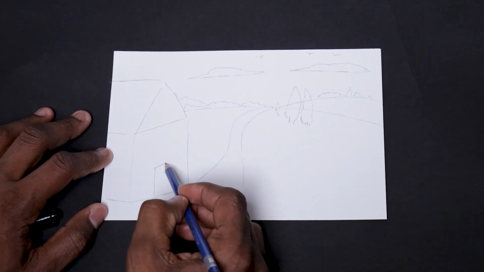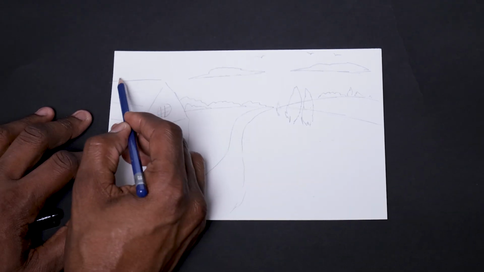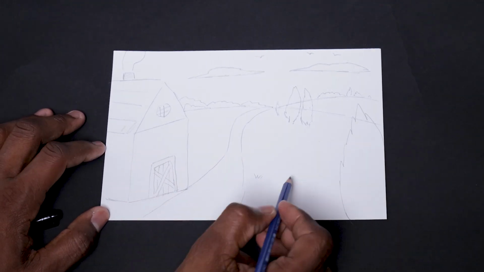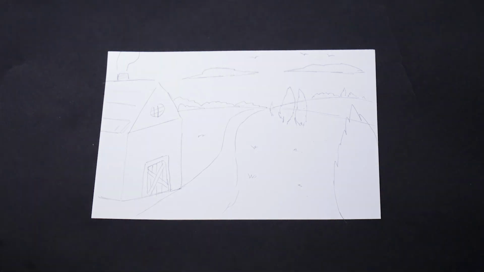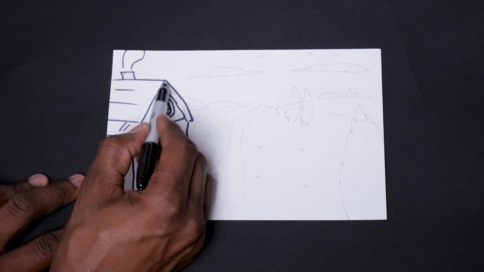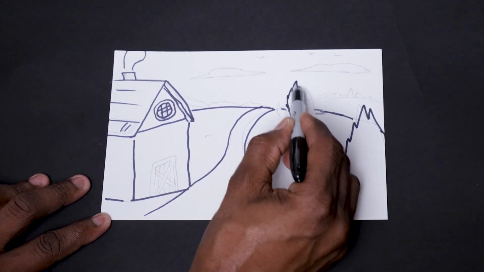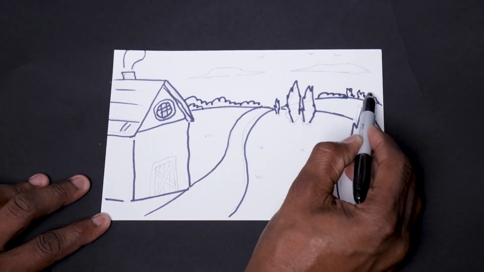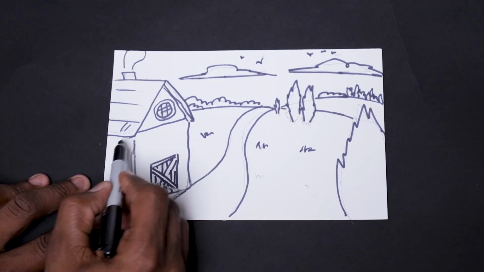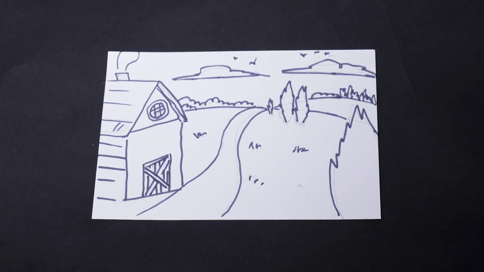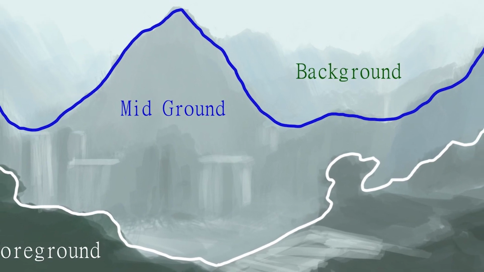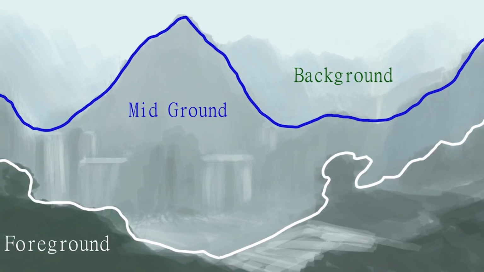Lastly, you will need to create a background that appears furthest away by placing it closest to the horizon line and drawing it much smaller than the middle ground. By using a foreground, middle ground, and background, it helps to create the illusion of space on a flat surface.